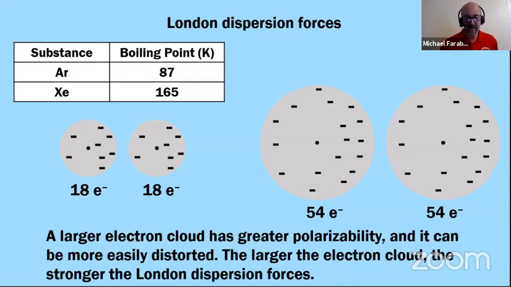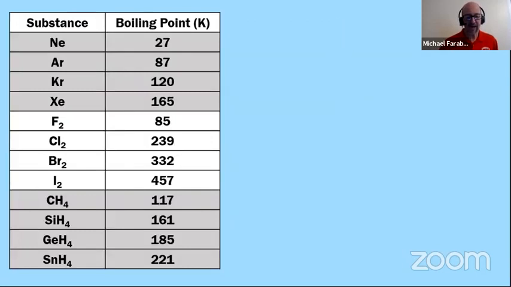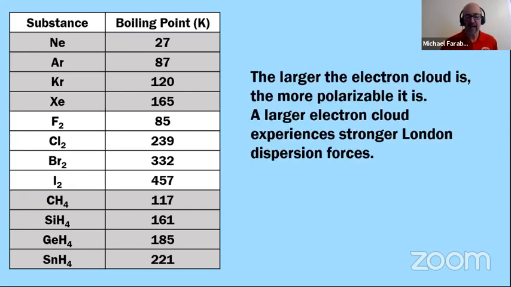Now I'm giving you more data. Here are 4 noble gases: neon, argon, krypton, and xenon. Take a look at that boiling point trend. Similarly, I have nonpolar substances such as fluorine, chlorine, bromine, and iodine. And I have methane, CH4, followed by silane, germane, and stannane. These are all nonpolar tetrahedral molecules that have a central atom: carbon, silicon, germanium, tin. Notice that the electron clouds are increasing. So the larger the electron cloud is, the more polarizable it is. A larger electron cloud experiences stronger London dispersion forces.